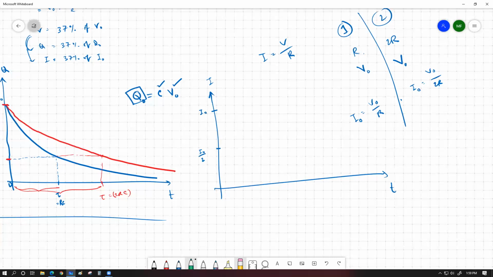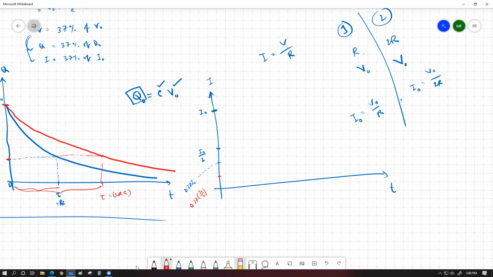I'm going to define two different points. Considering this is our starting value, I'm going to try to draw the first graph with blue, pretty much similar to what I did over here. Let's say this is our first graph. The 37% of this one is, let's say, about here. So let's say this is the point of 0.37 I naught, and the 37% of I naught by 2 is going to be somewhere over here. So this is 0.37 of I naught over 2. So let's say this is going to happen within this much time.